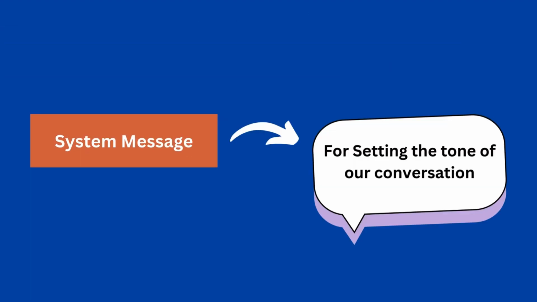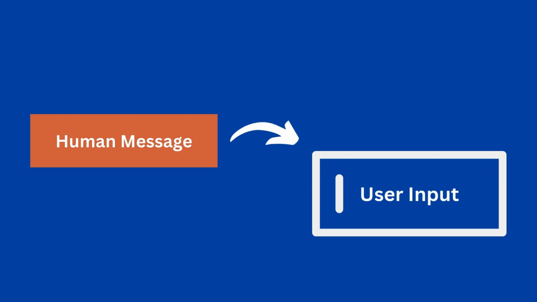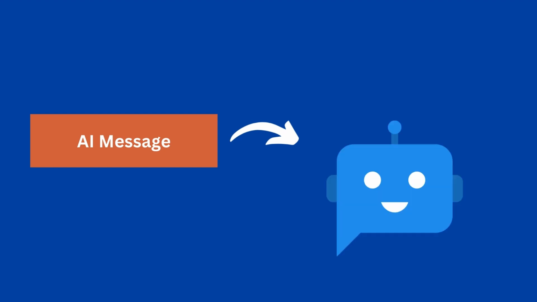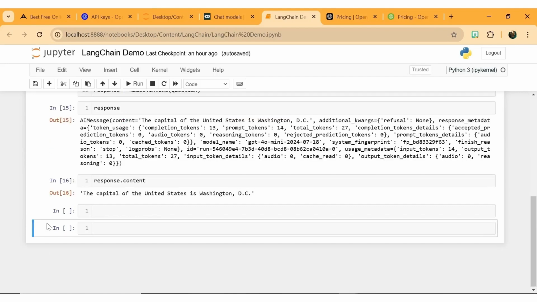Now let's look at each of these different types of messages. The system message, used as the system role, is usually used for setting the tone of our conversation. Let's say we want to tell the AI that this is a conversation about driving. We are trying to set the tone to let the AI know what the conversation is going to be about. The human message refers to what we are sending to the AI, while the AI message refers to the response that we get from the AI. Now we're going to go back to our code and look at how we can use these different types of messages. Let's demonstrate how we can use messages in LangChain.